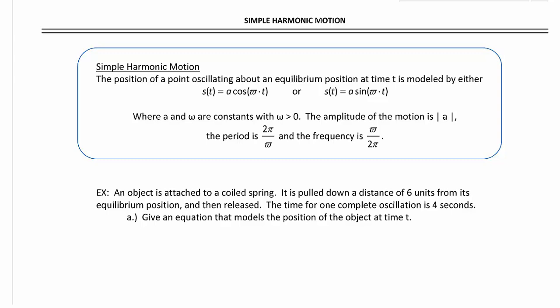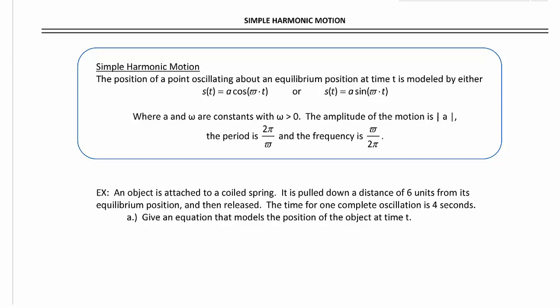The amplitude of the motion is the absolute value of A. The period, which is the time it takes to complete one entire oscillation, is 2 pi over omega. And the frequency, which is the amount of a full oscillation that's completed in 1 unit of time, is the reciprocal of the period, omega over 2 pi.